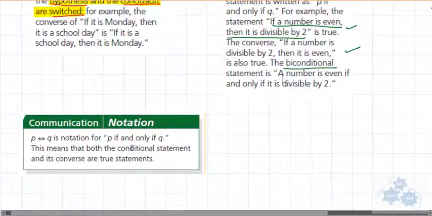So the statement can be made like this. This is how they say biconditional statements: P if and only if Q. It means that both the conditional statement and the converse are true. So, P if and only if Q. Tomorrow is Tuesday if and only if today is Monday. If that makes sense, that's how you summarize a biconditional statement.